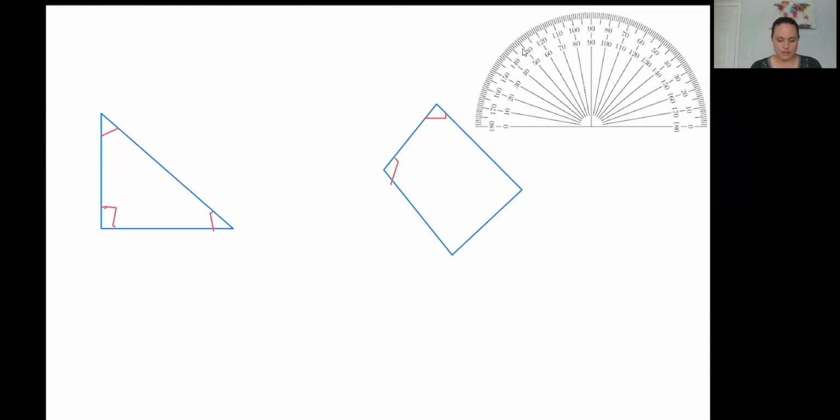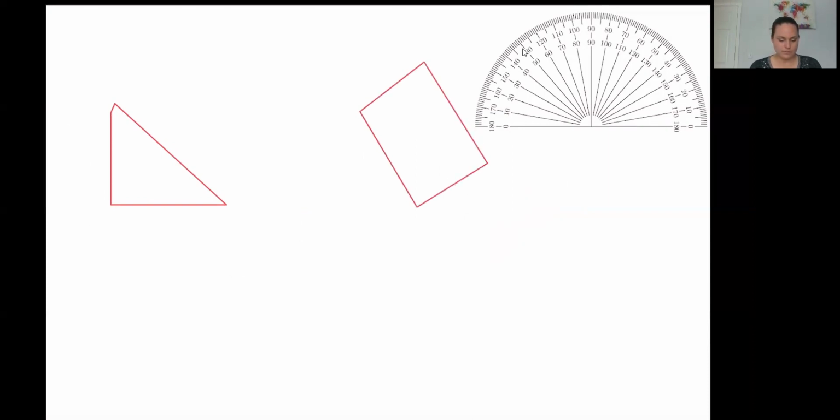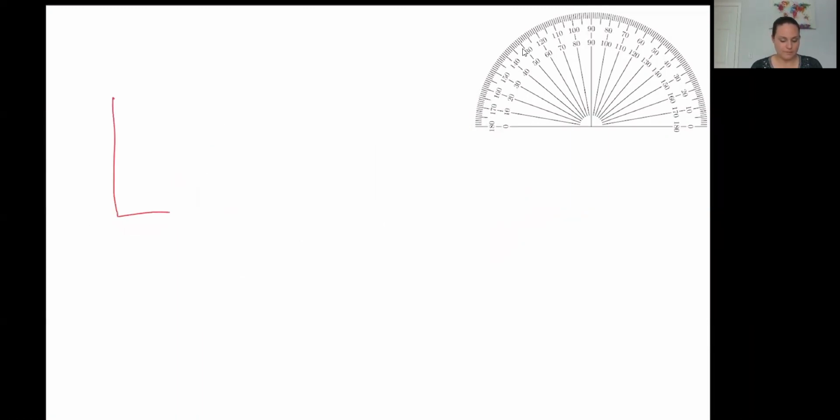Oops, I forgot to undo my shape making thing. Let's try that again. Okay, let's do our triangle. That didn't work very well. My goodness, I hope you guys can draw these shapes better than I can. There we go.